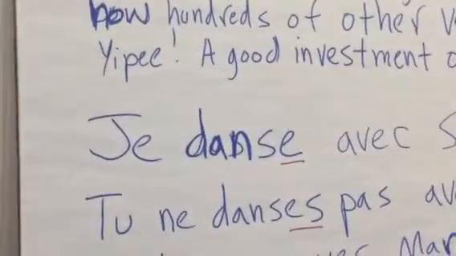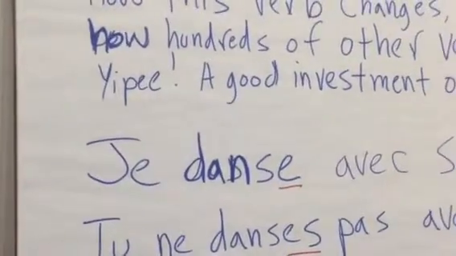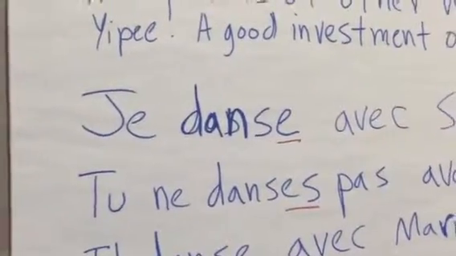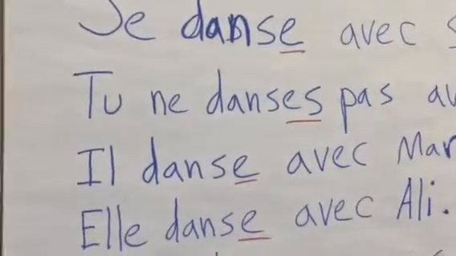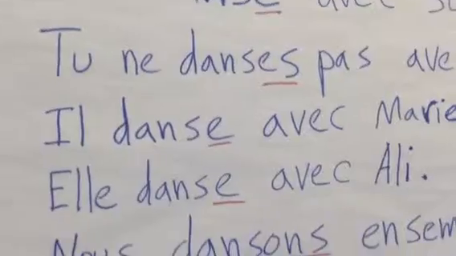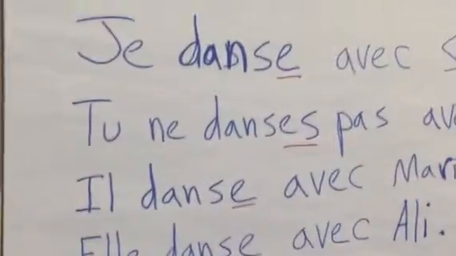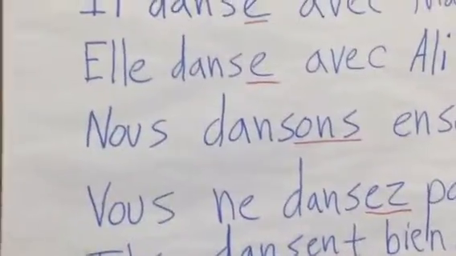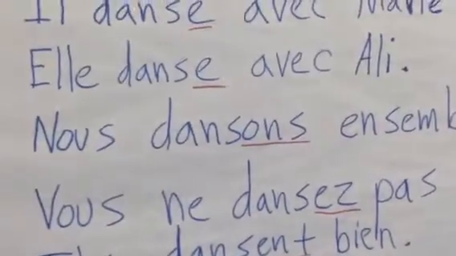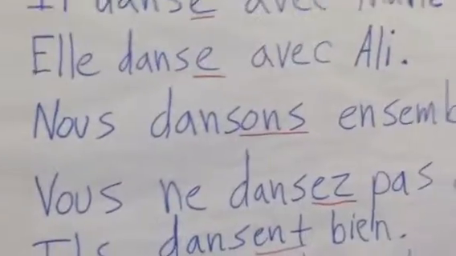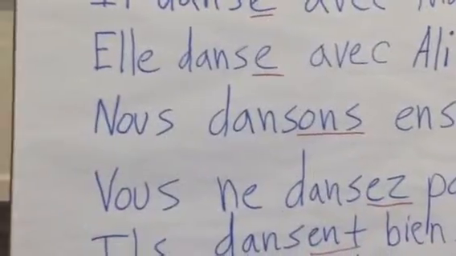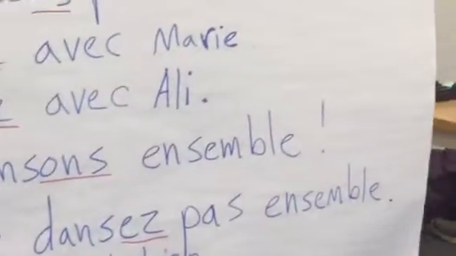changes. For example, in terms of sound, je danse, tu danses, il danse, elle danse. So the pronunciation stays pretty much the same, except for nous dansons and vous dansez, or in this case you see vous ne dansez pas, which is the negative, you don't dance together, vous ne dansez pas ensemble.